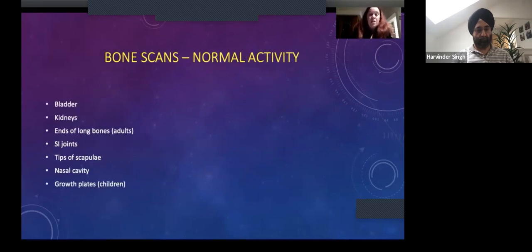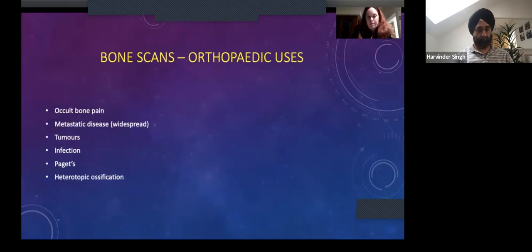There are a number of tissues which have normal activity on bone scans, including the bladder and kidneys, as the technetium is excreted renally. The ends of long bones can show up, as well as the SI joints, tips of the scapulae, nasal cavity, and growth plates in children.